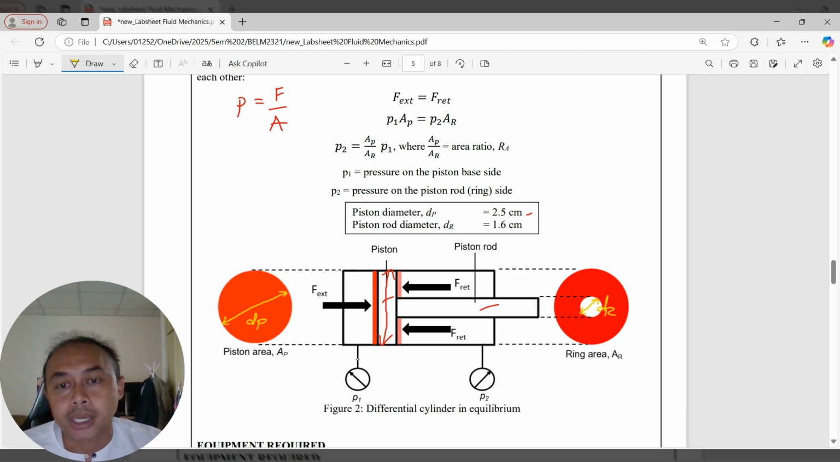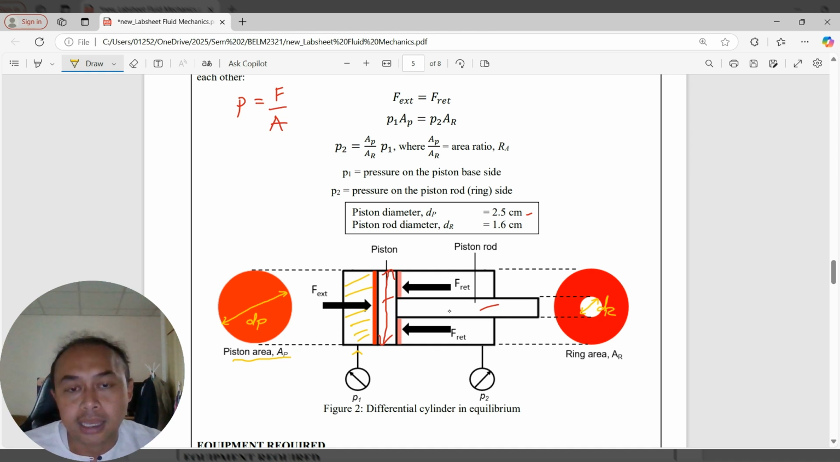we supply the oil going to this port. So what will happen in this region, or we say that on the piston base side, the area in contact with the oil is actually this whole piston area.